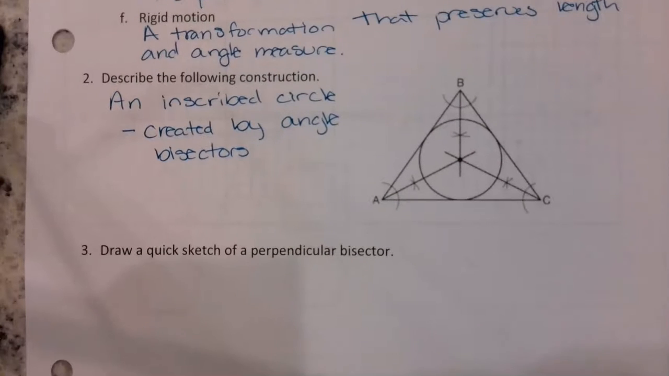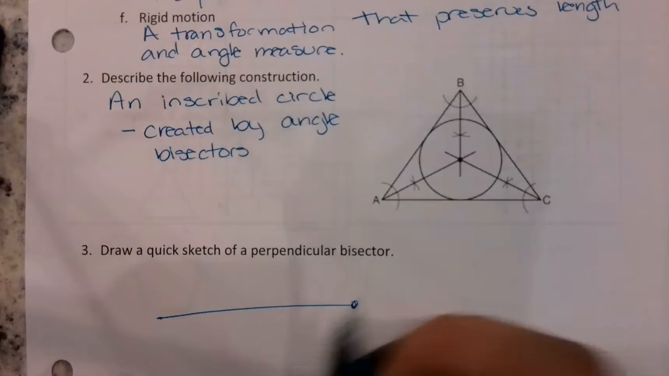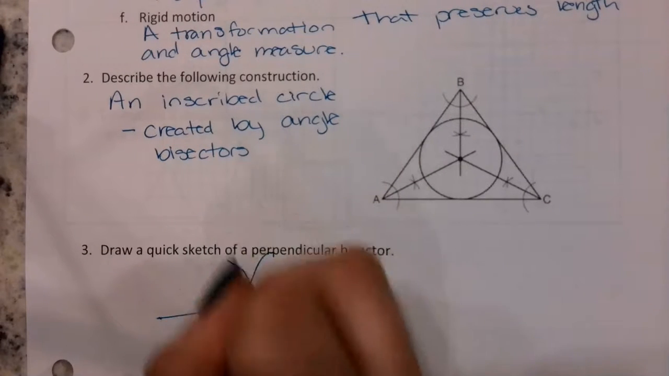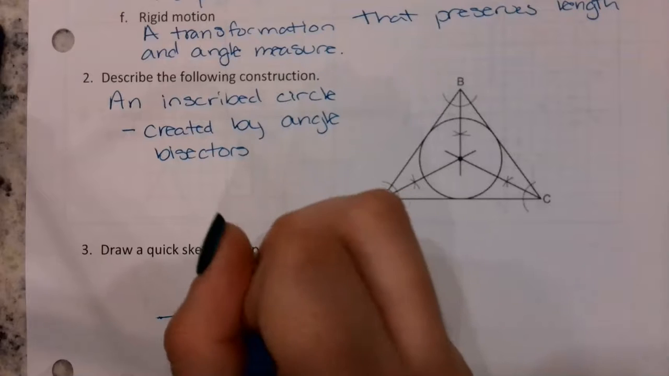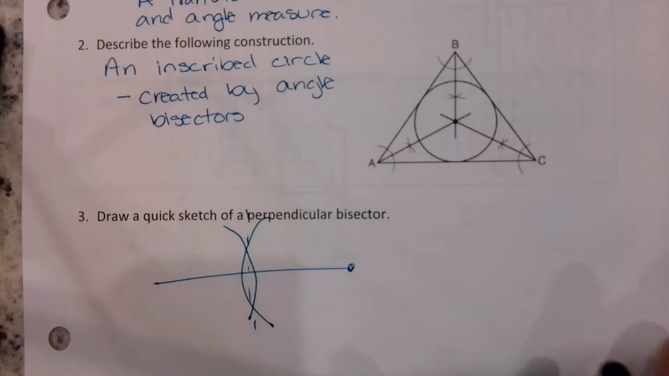Number 3 wants me to draw a quick sketch of a perpendicular bisector. So what I would normally be given would be a straight line, and then I'd have two arcs, and then my perpendicular bisector would go between the 2 points on my arc.